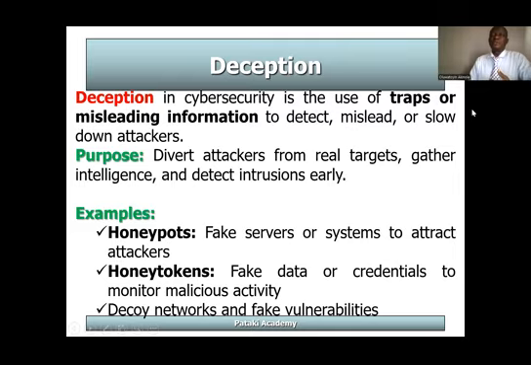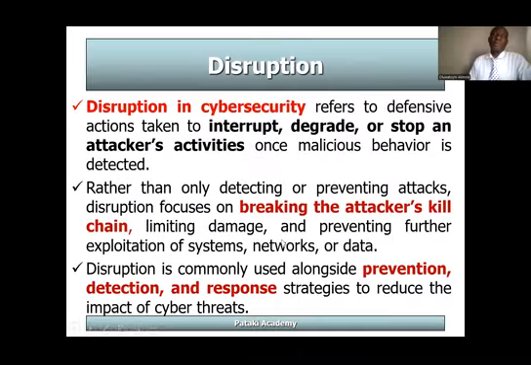Therefore, deception in cybersecurity is the use of traps or misleading information to detect, mislead, or slow down attackers. So the purpose is to divert attackers from real targets, gather intelligence, and detect intrusion early. Examples are honeypots, fake servers or systems to attract attackers; honey tokens, fake data or credentials to monitor malicious activities; decoy networks; and fake vulnerabilities.